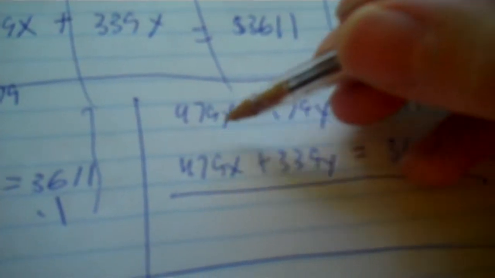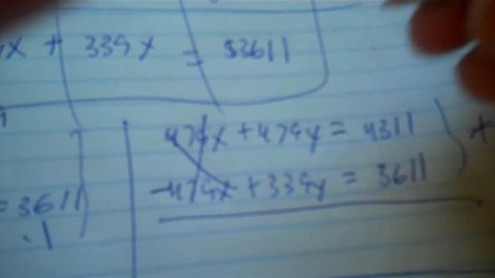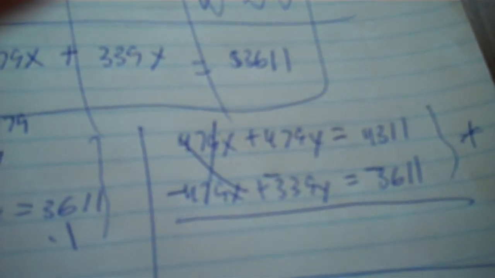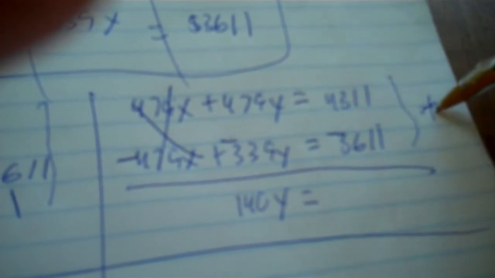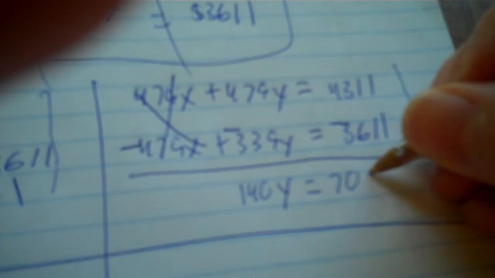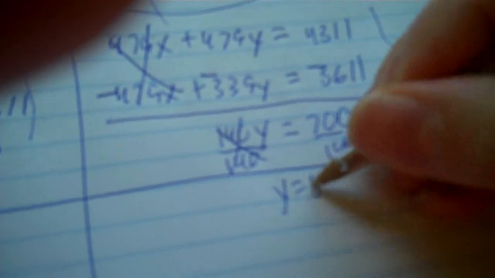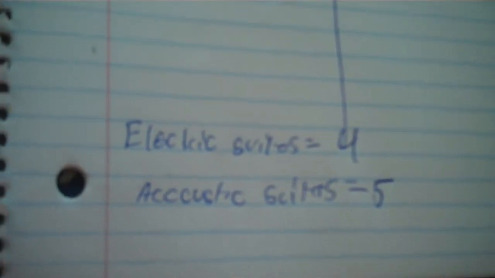Now you could cross these out, as long as you make this one a negative. But then you got to go through the rest of that equation and change those to opposite, negative, negative. So 479 plus negative 339 is 140y. And then 4,311 plus negative 3,611 is 700. Then divide by 140. And that's 5. So y equals 5. So the acoustic guitars, we know there's 5 of those. Well, if we know there's 9 together and the acoustic's 5, I think I could just take 9 minus 5 and get 4. Yeah, makes sense.